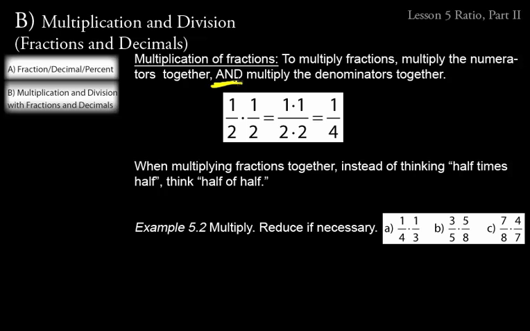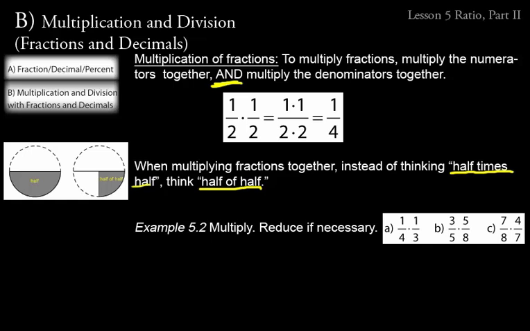1 times 1 is 1 over 2 times 2 is 4. So half of a half. Thinking of it as half of a half is sometimes helpful instead of thinking of it just as half times half, because times is just shorthand for the times symbol. But what are you doing? Well, you're taking half of a half. That's what's going on. And it might help to just show a diagram again.